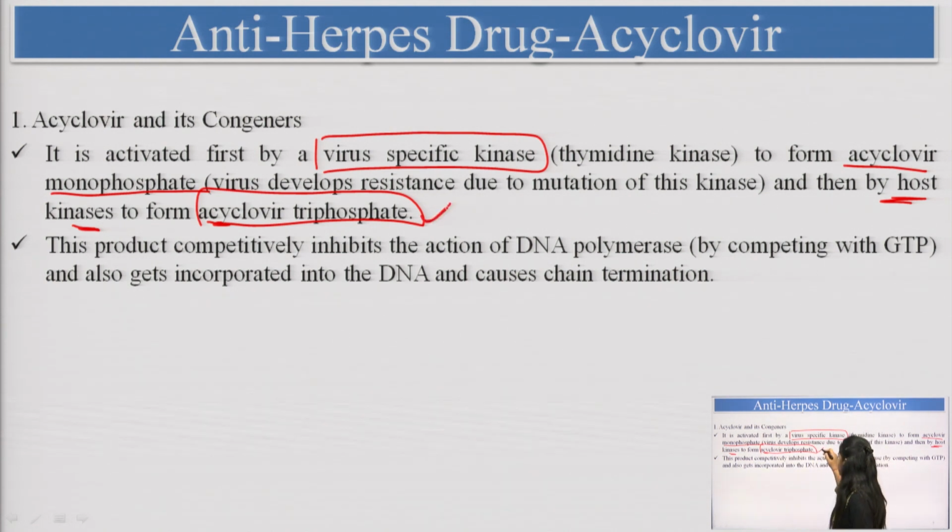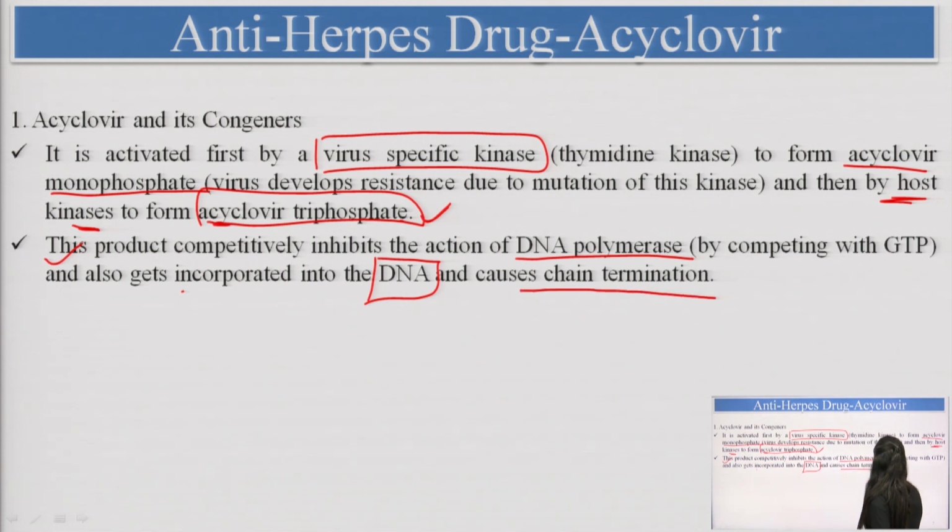Because it has a structural resemblance to the nucleotides that are important for DNA formation, it will take the place of those nucleotides and ultimately inhibit the formation or functioning of the DNA to RNA and then the formation of the late proteins. This product competitively inhibits the action of DNA polymerase and is incorporated into the DNA, as I told you. So there will be chain termination, no formation of RNA, no transcription, no translation.